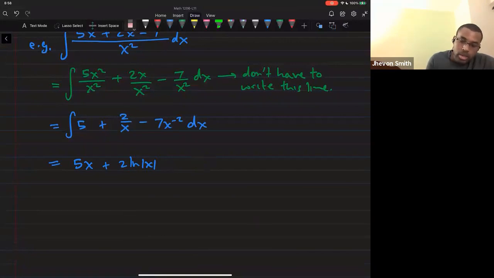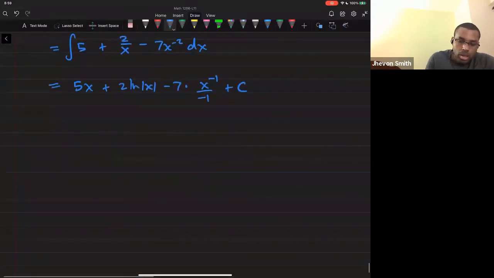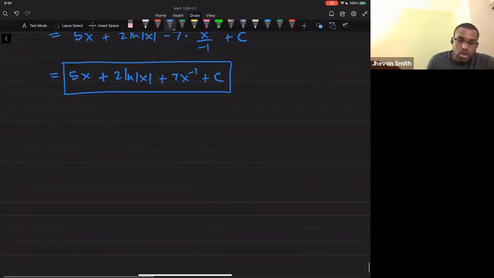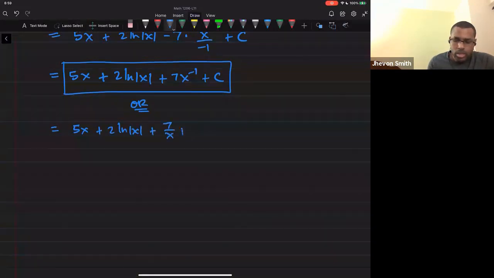Maybe I should actually write that out. Plus c. And that would leave me with 5x plus 2 ln absolute value of x plus 7x to the minus 1 plus c. Or 5x plus 2 ln absolute value of x plus 7 over x plus c.